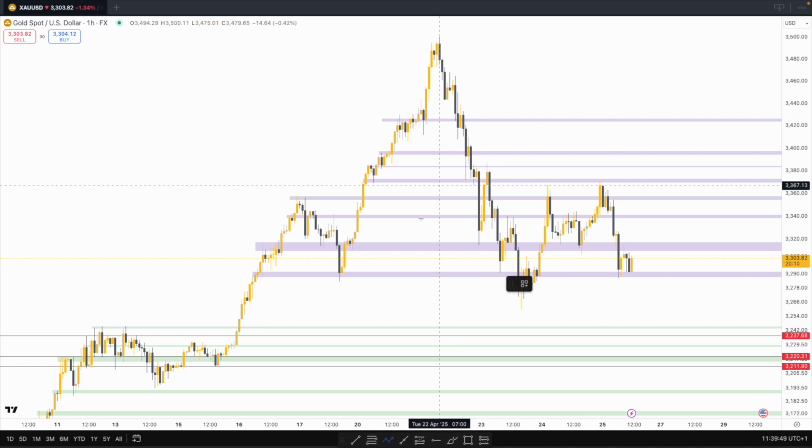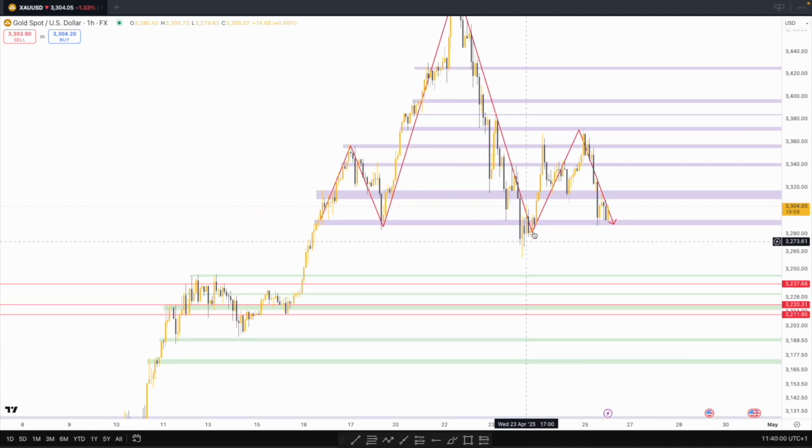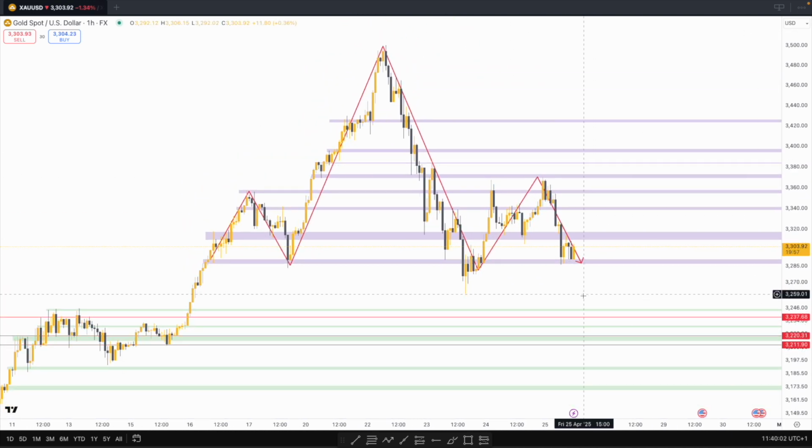So the first thing that I can see just with the naked eye is a head and shoulders pattern has formed. You can see the left shoulder, the head, and then the right shoulder. So what does this determine? This determines if price is going to continue bearish. We will look to see if that neckline is broken.